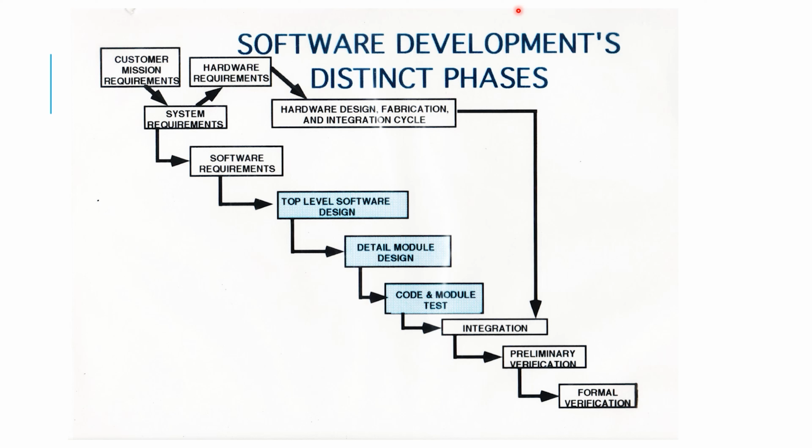What's called a waterfall diagram starts up here at the top and it goes down. So you can imagine water falling down each of those steps there. But here we start with the customer mission requirements. So this is requirements that come from the customer. Now the blocks that are white here are typically blocks that involve somebody who understands the big picture here. We would call that a systems engineer.